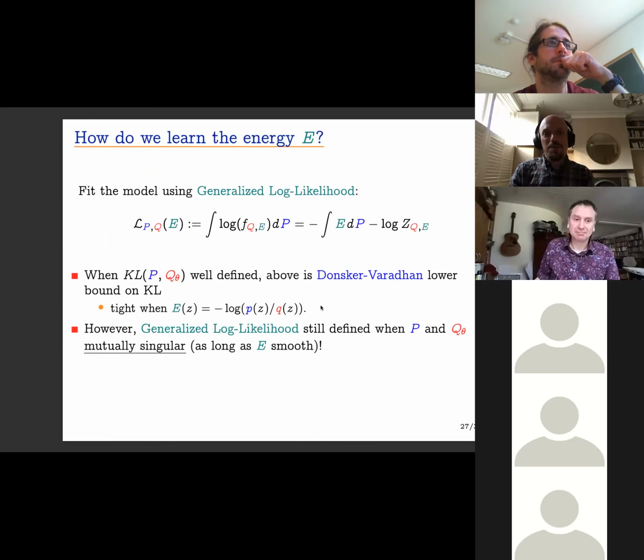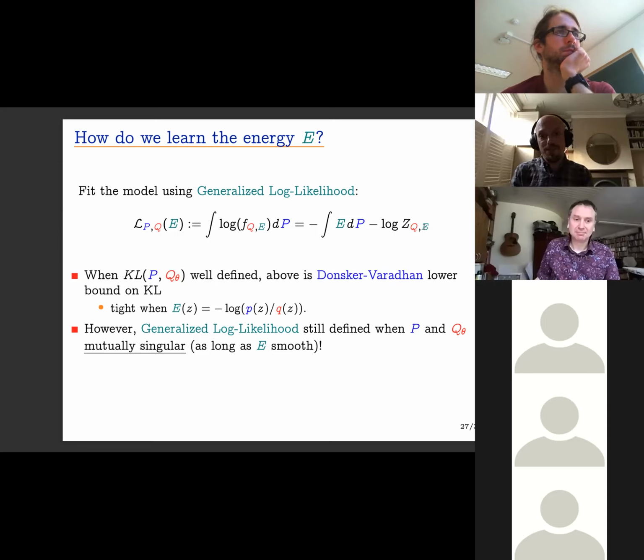Okay, so what we're going to do is to fit a generalized notion of log likelihood, which is the integral of log f_Q over P. I can define this as minus E_P minus log Z_Q(E), where Z_Q(E) is my normalizer, the thing that ensures that when I integrate my density over the support of Q, I get a density that integrates to 1 over the support of Q.